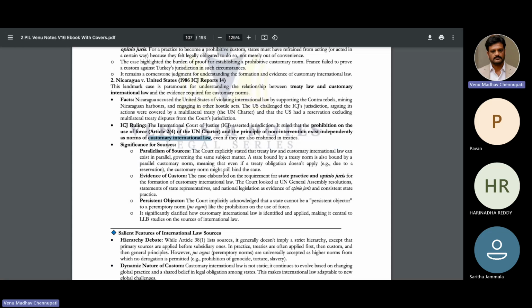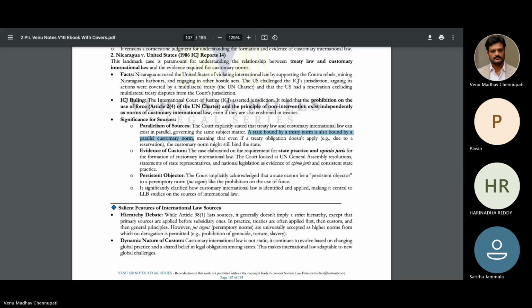So basically they exist in parallel. A state bound by a treaty norm is also bound by the parallel customary norms, which are there in their country. So more or less that's what it was. And the court also importantly looked at UN General Assembly resolutions, statements of state representatives, and national legislation as evidence of opinio juris and consistent state practice to validate this theory.